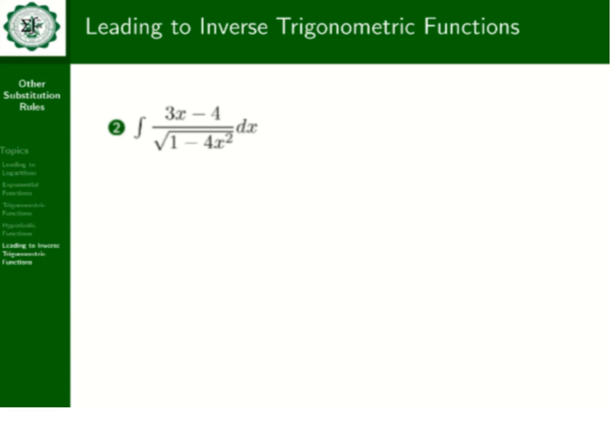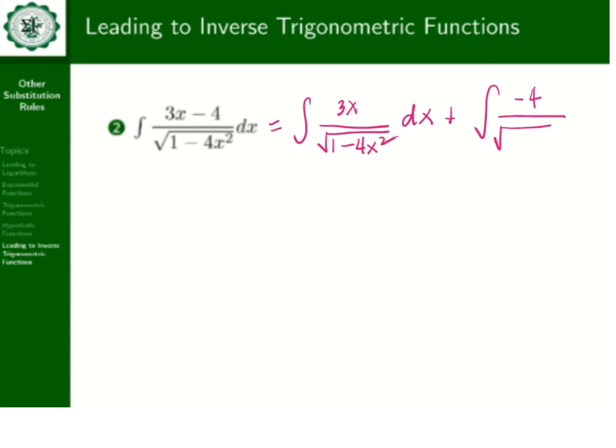Our next example will use both the substitution rule for powers and the rule leading to inverse trigonometric functions. Our given is the integral of 3x minus 4 over the square root of 1 minus 4x squared dx. For this problem, we are going to separate it into two terms. The first term will be 3x over the square root of 1 minus 4x squared dx, plus the other term, negative 4 over the square root of 1 minus 4x squared dx.